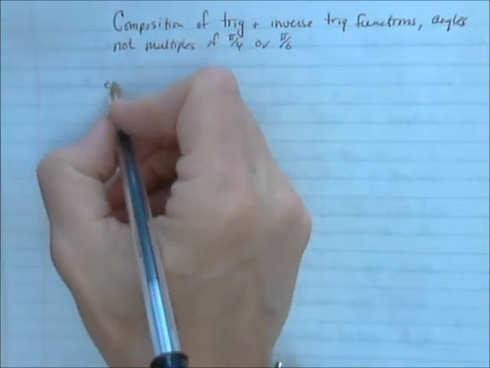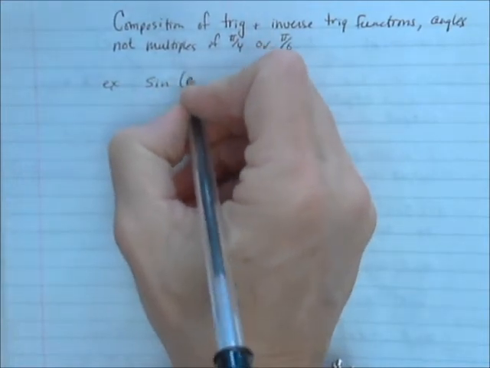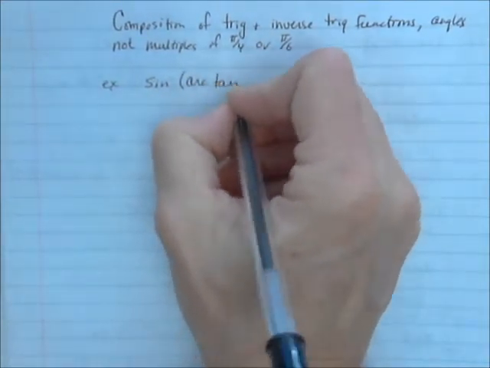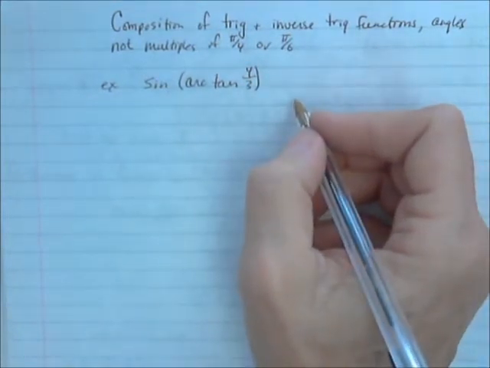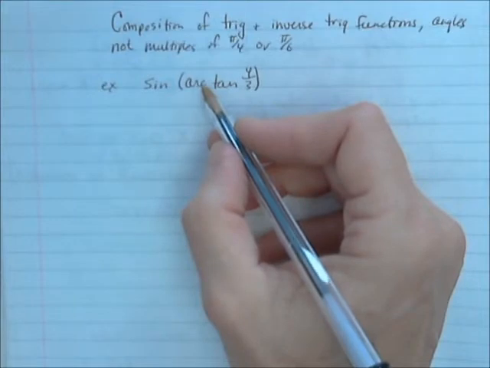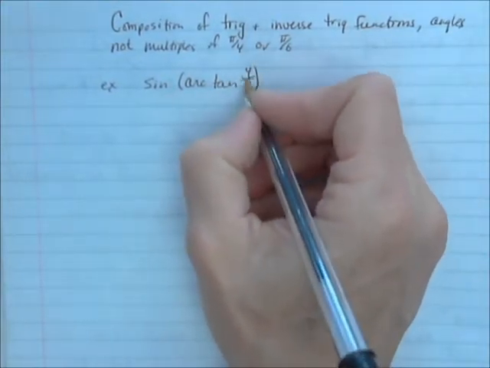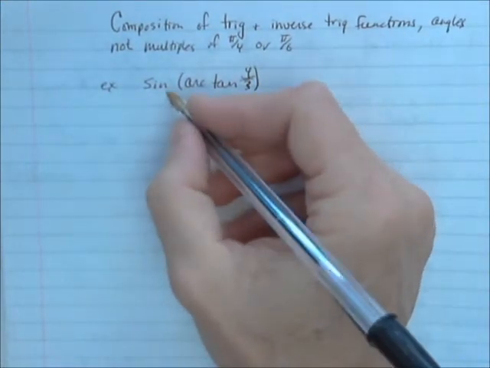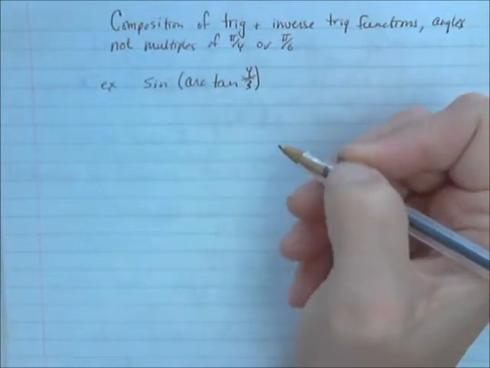Let's say we have to figure out what is the sine of the arc tan of 4/3, and all of this is with no calculator. So none of us know what the arc tan of 4/3 is. This is not one of our special angles that we always deal with, but we have to figure out what the sine of the angle whose tangent is 4/3.